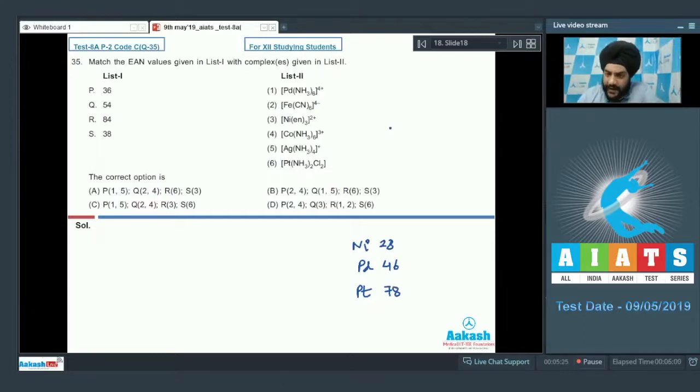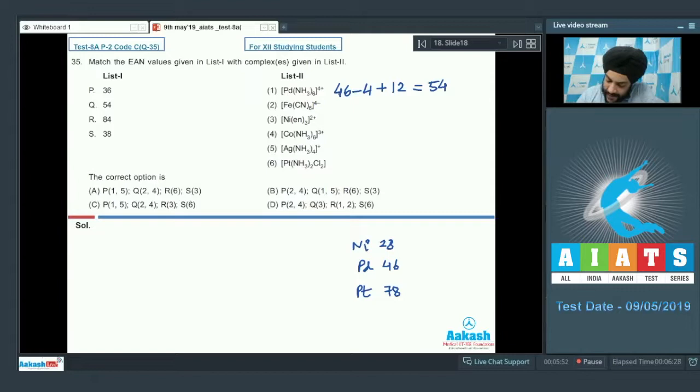So if we try and figure out the effective atomic number of the first complex, we have Pd. So Pd has an atomic number equal to 46. It is present in a state of +4. So 4 electrons have to be subtracted. Plus there is a donation of 12 electrons from the 6 ammonia ligands. So when we add this, we have a total effective atomic number equal to 54. Let's talk about the second complex now, Fe.